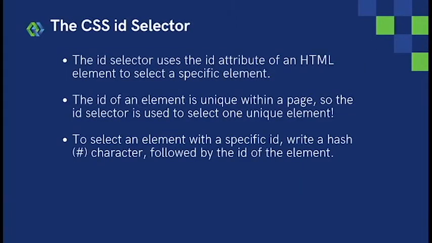So okay, the CSS ID selector. The ID selector uses the ID attribute of an HTML element to select a specific element. Right? The ID of an element is unique within a page, so the ID selector is used to select one unique element. To select an element with a specified ID, write a hash or number sign character followed by the ID of the element.